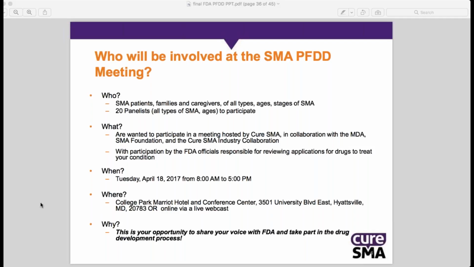As you all know, Cure SMA is hosting this meeting in collaboration, of course, with the MDA, the SMA Foundation, and Cure SMA industry collaboration. We will have participation by FDA leaders who are responsible for reviewing applications for drugs to treat this condition. We'll also have designated speakers who will be joining us and representing the FDA at our meeting.